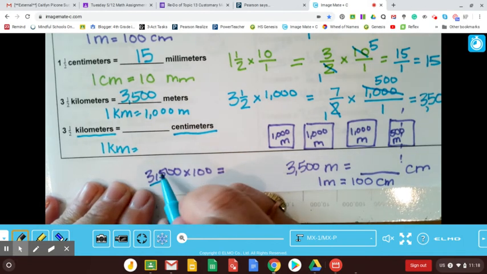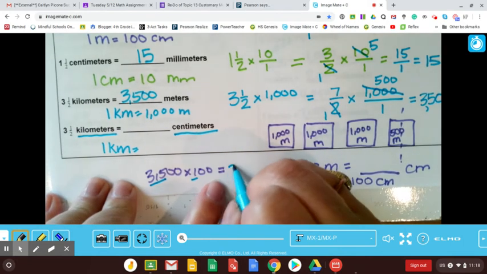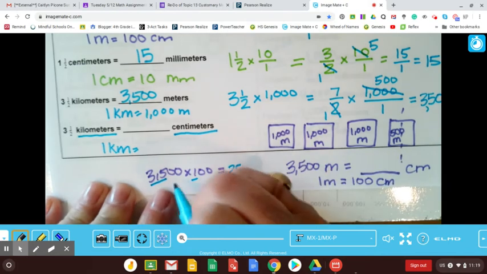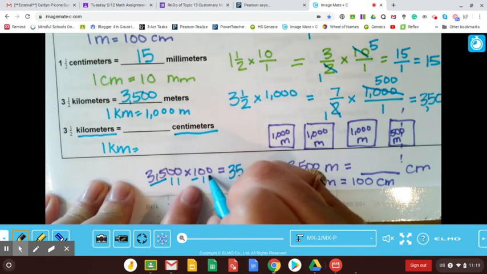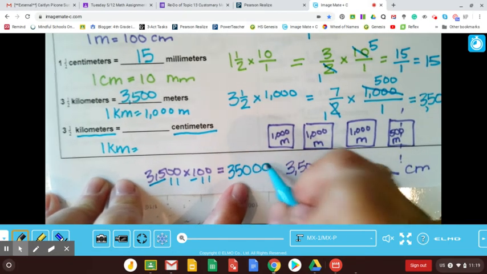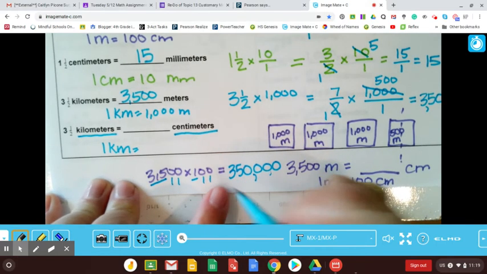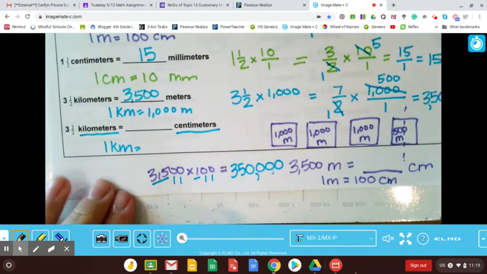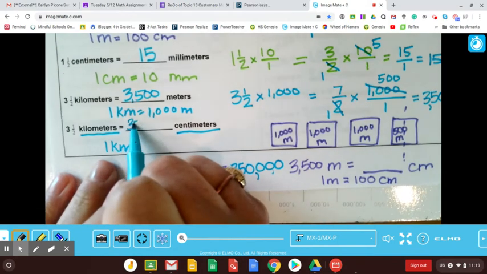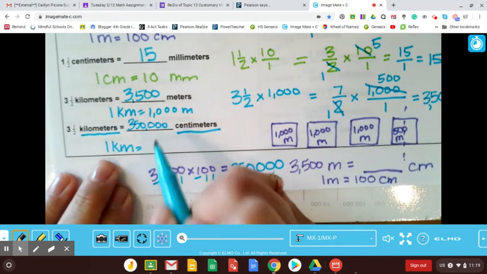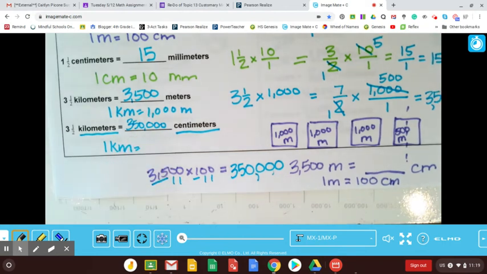Okay, let's change my color here. We could do our basic fact. 35 times 1 would be 35. And then how many zeros do we need? 1, 2, 3, 4. 1, 2, 3, comma, 1, 2, 3. And I would get 350,000 centimeters. Wow, that's a lot of centimeters in 3.5 kilometers, right?